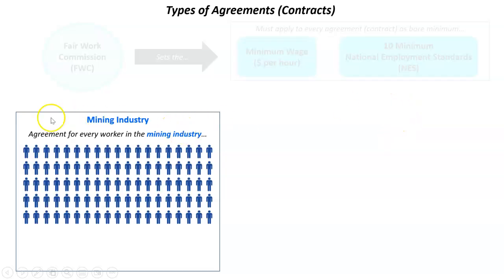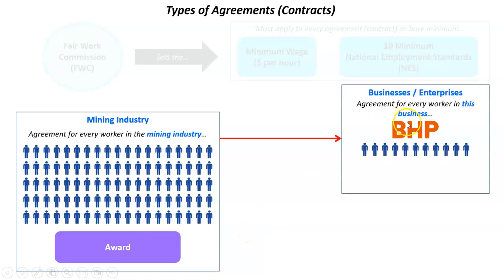And then we learned that there's an agreement, say for an entire industry, in this case mining. There's an agreement that will cover every worker in the mining industry as a bare minimum of conditions, which we call the safety net. And that is called an award, or a modern award. But then an employer, in this case BHP, might go, we want our own contract for our own workers because they do different work than everyone else and they're better than everyone else. So we want an agreement just for them. And that is called an enterprise agreement or a collective agreement.